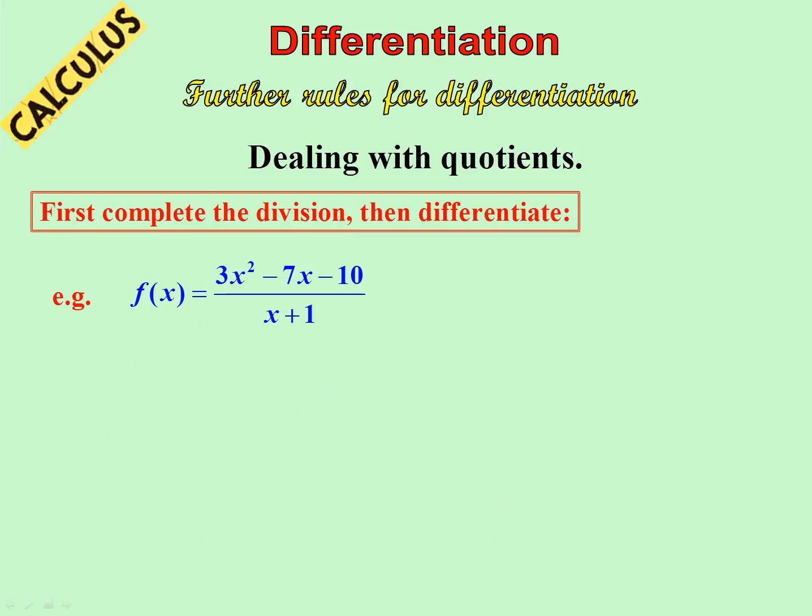That one there can be done because the top line factorizes. The x plus 1's go. We haven't differentiated yet. Now we can differentiate though. Very simple one. Just 3.